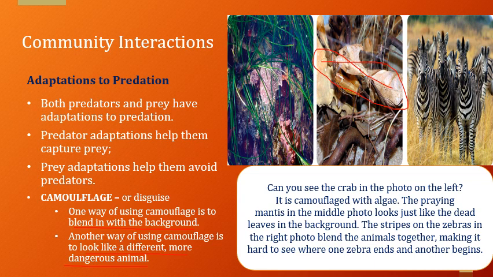Okay. So the stripes on the zebras in the right photo blend the animals together, making it hard to see where one zebra ends and other begins. Diba? So parang it's their defense mechanism in order to prevent predators. Kasi kapag halimbawa yung isa dyan humiwalay, maaaring siya yung target ng mga predator. Okay? At kapag siya ang naging target, maaaring siya ang pagkain ng mga lions or mga tigers, which are some predators of these zebras. Okay?